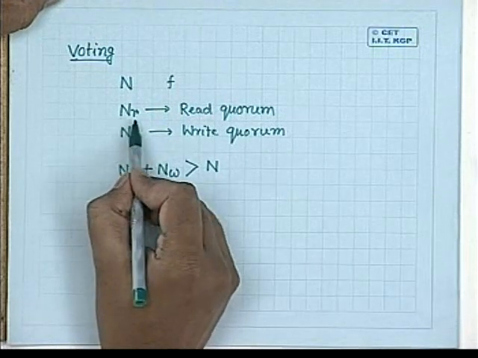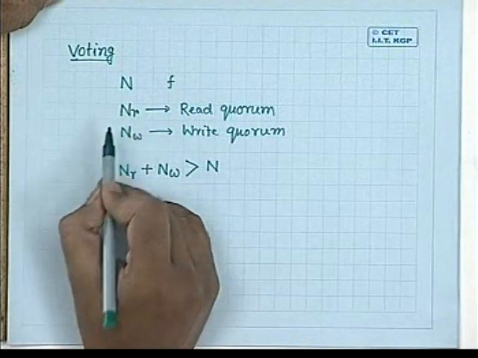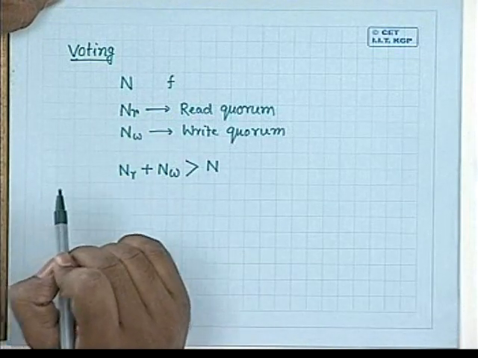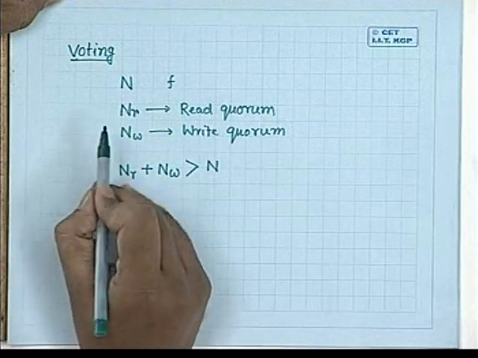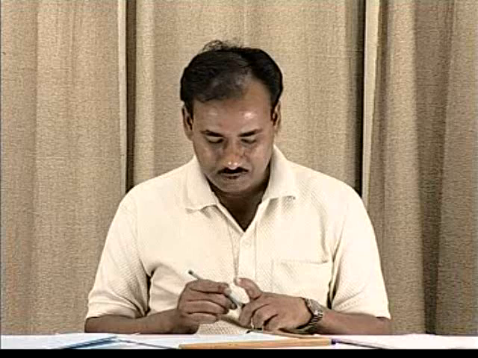So for the read operation, when at least nr servers agree for the read operation, all those nr servers first have to send the version information. Out of those nr version informations, whichever is the latest, that copy of the file will be read because that is the most recent one. The idea is very simple. Let us take an example.